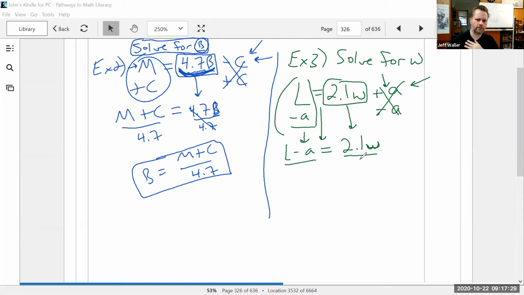Yeah, so now I want to get rid of this 2.1. It's multiplying, so I'm going to divide by it. 2.1. W is equal to L minus A over 2.1, okay.